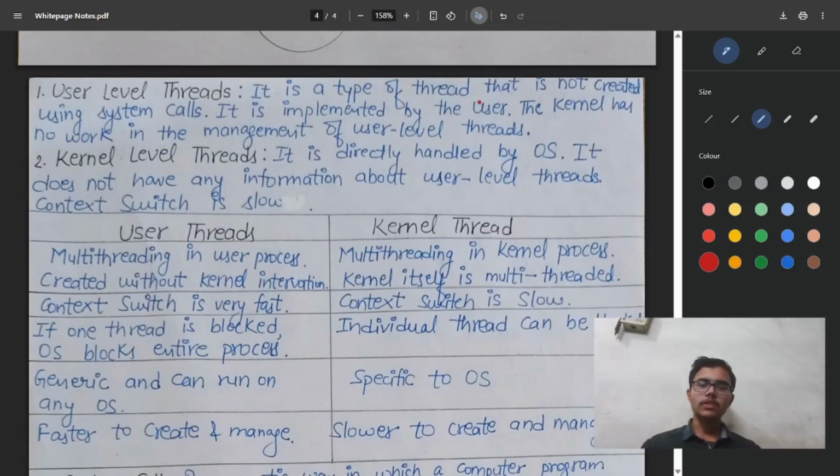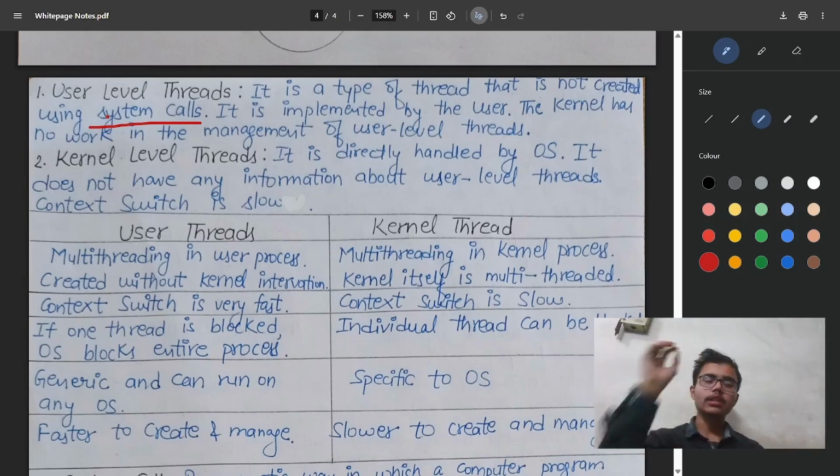User level thread is a type of thread that is not created using a system call. User level threads are the threads which are not created using a system call. What is a system call? We discussed earlier that a system call is made when a process or user program wants a resource from the kernel, or we can say the OS. So when a user process wants anything from the computer, it makes a system call, which means a request to the OS to grant a resource. User level threads are implemented by the user. The kernel has no work in the management of user level threads.